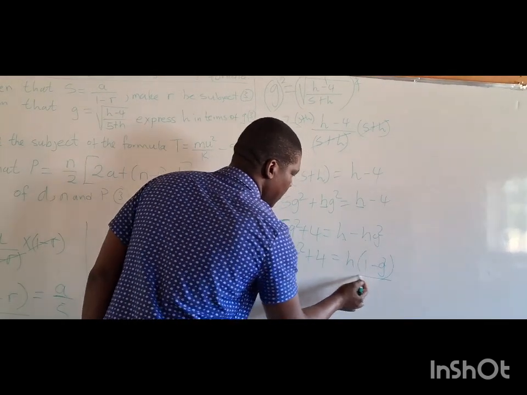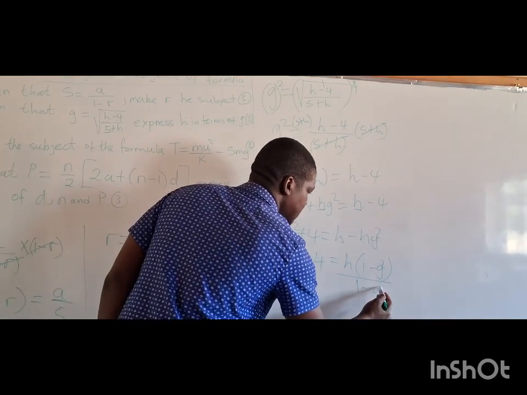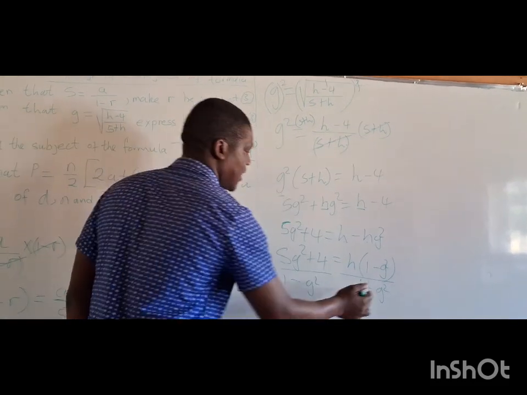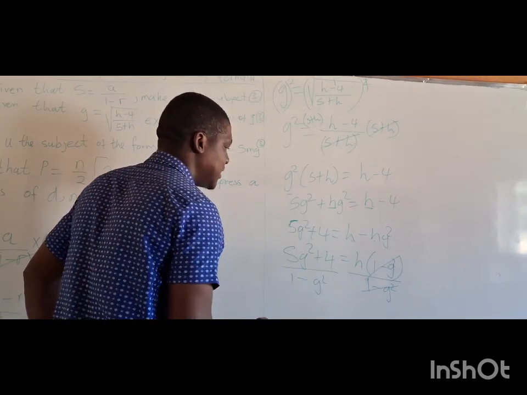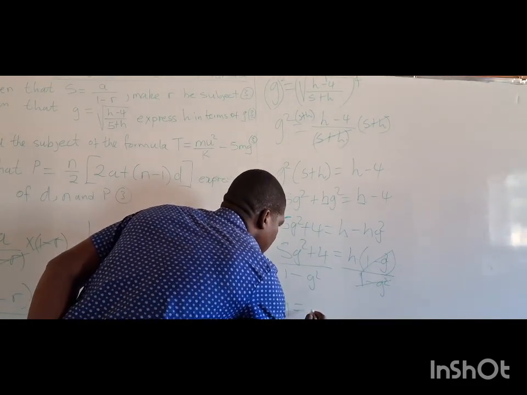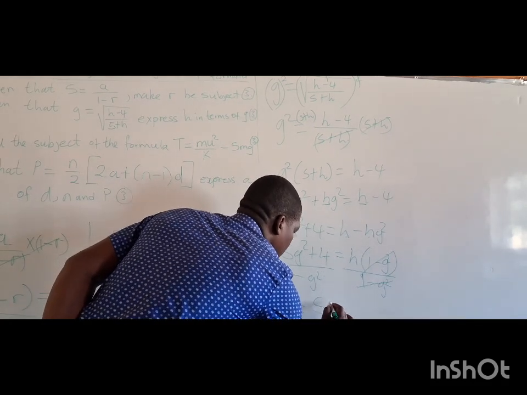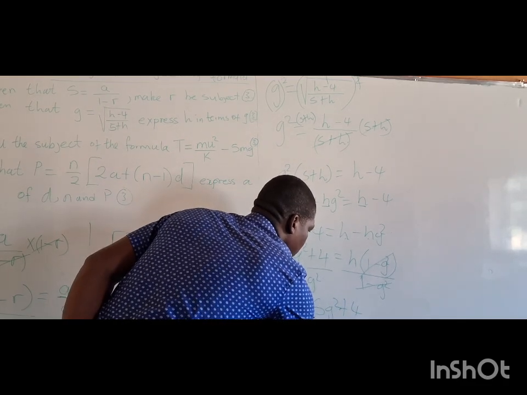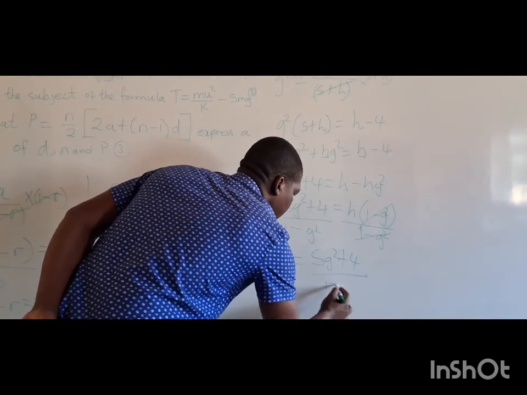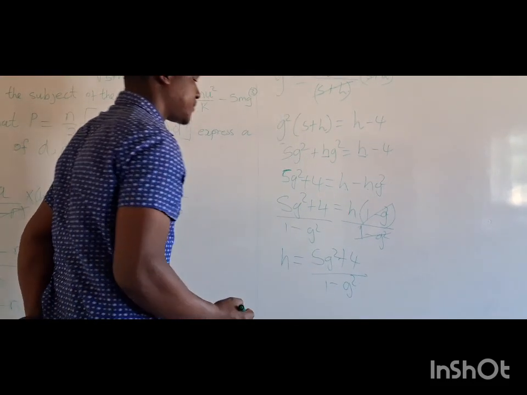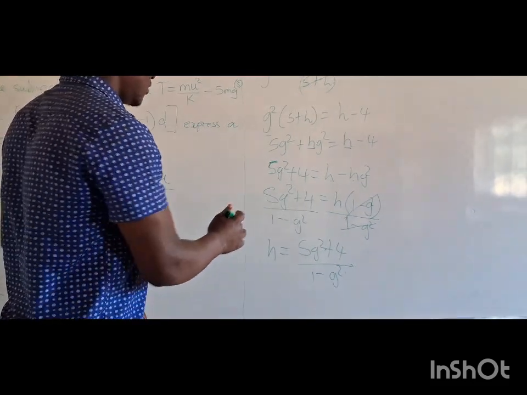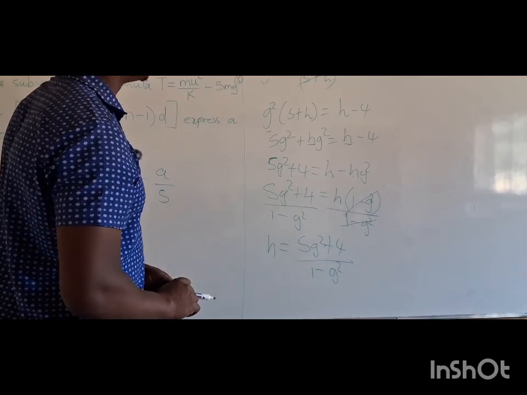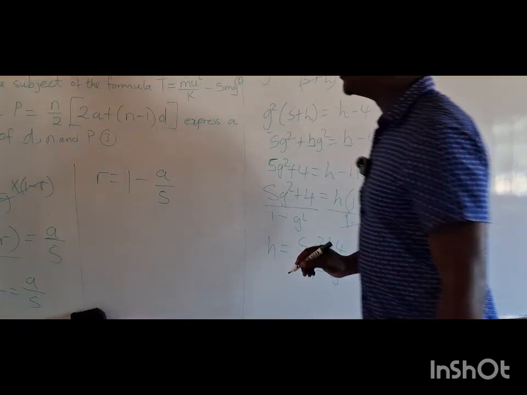We divide both sides by what? By 1 minus G squared. This one and this one cancel. So you are left with H is equal to 5G squared plus 4 over 1 minus G squared. That's the answer there. H is equal to that one. We are done with H.